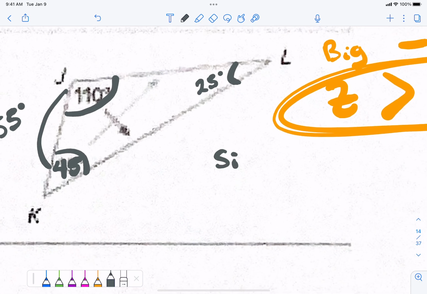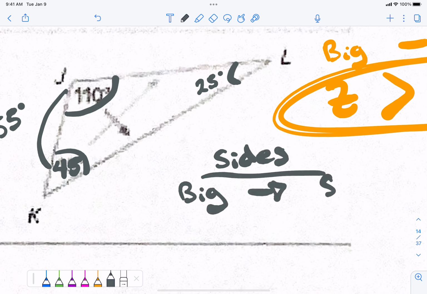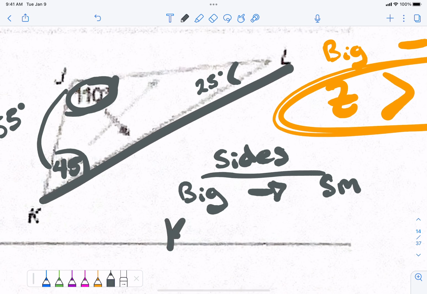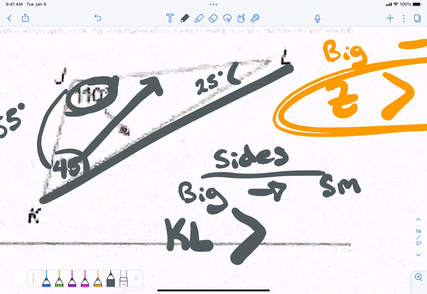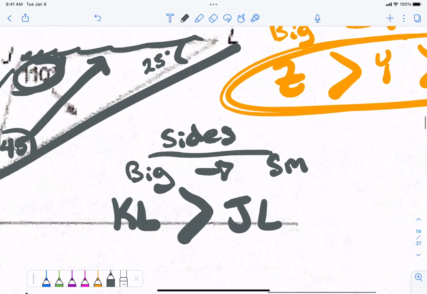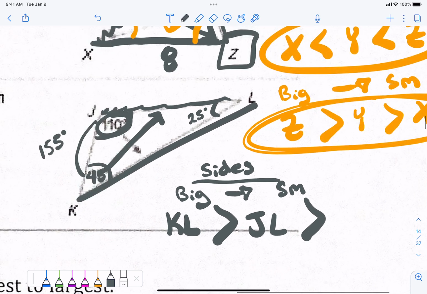Now we're going to compare the sides, okay? So let's go big to small. The angle that's the biggest is 110. So which side is going to be the biggest? KL, because it's opening up the widest, right? KL is going to be bigger than... okay, what's the next biggest? 45 is the next biggest. He's opposite from JL. Now what if you say LJ? Same thing. Greater than, the smallest one would be JK. Does that make sense? Okay, so we're labeling them like that.